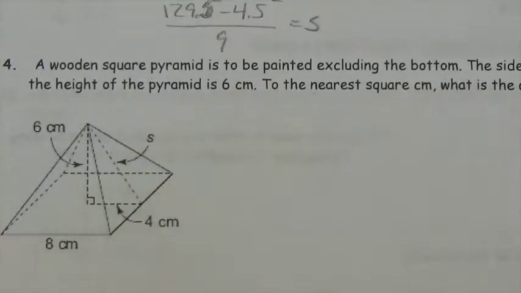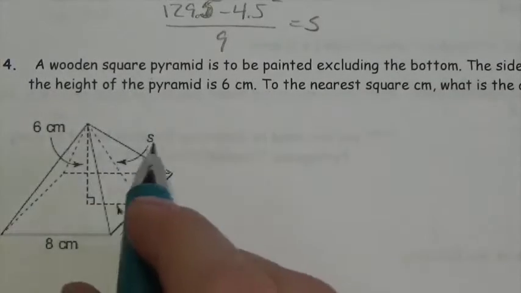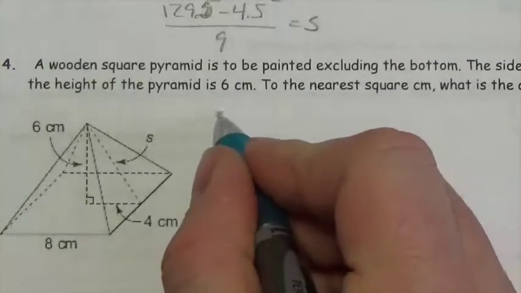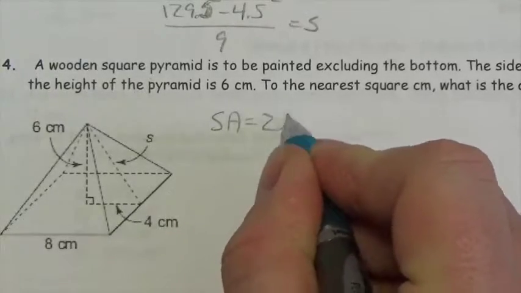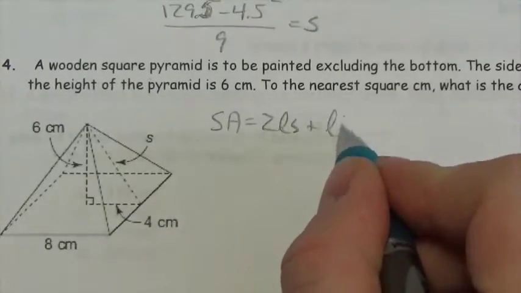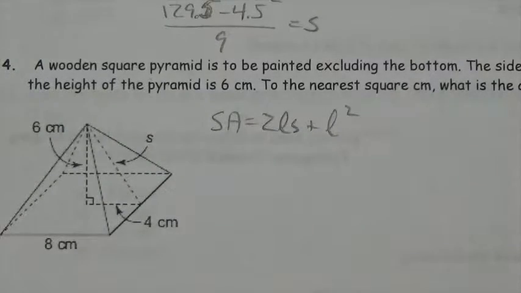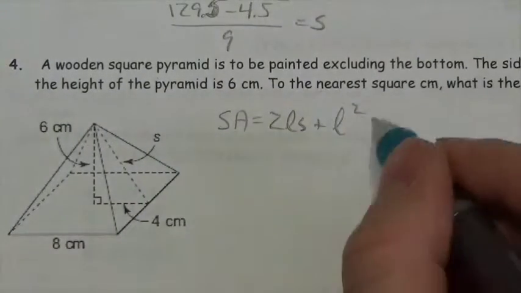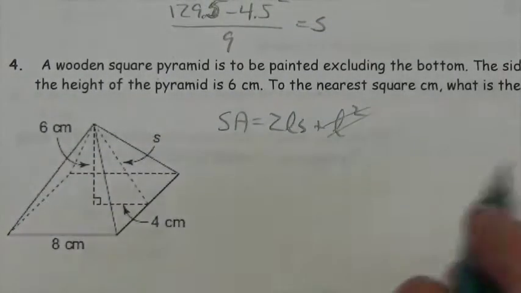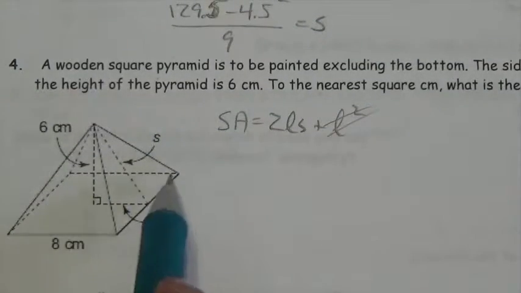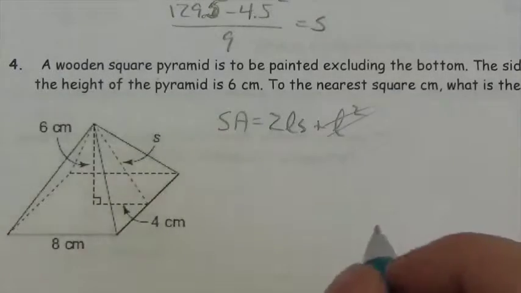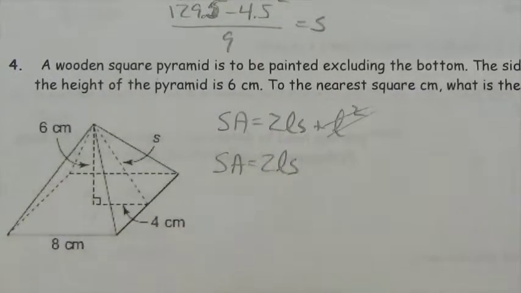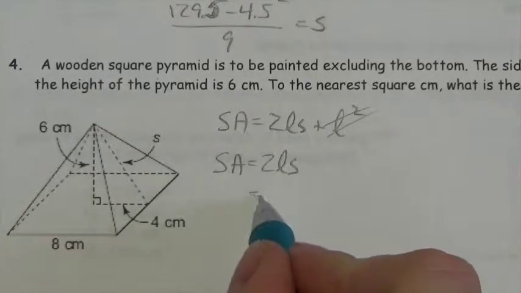So the side length of the base is 8 centimeters and the height of the pyramid is 6 centimeters. To the nearest square centimeter, what is the area that will be painted? Well, the surface area is 2ls plus the length of that base squared. Now the thing is, we're being told that we don't want the bottom. And remember, that's what that L squared is, length times length. We don't want that. So really, all we're interested in here is this 2ls. Okay, well that's simple enough.